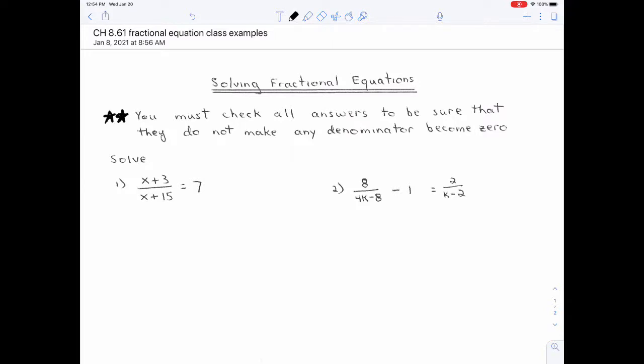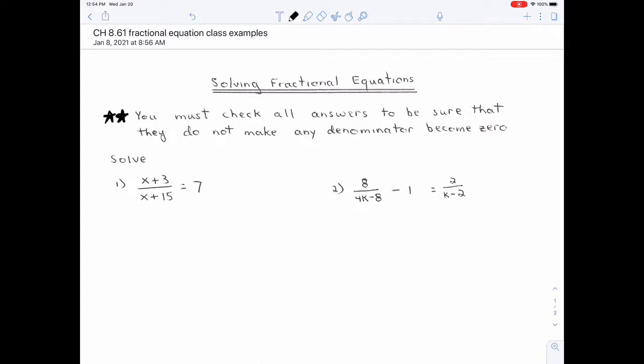So I want to point out something. We've solved equations before where you can do everything correct, but it just doesn't work. For example, absolute value equations back in the first semester. You can write the two statements correctly, but sometimes the answers just don't work. Same thing here. You can do everything correctly, but you have to check your answer to make sure it doesn't make a denominator zero.